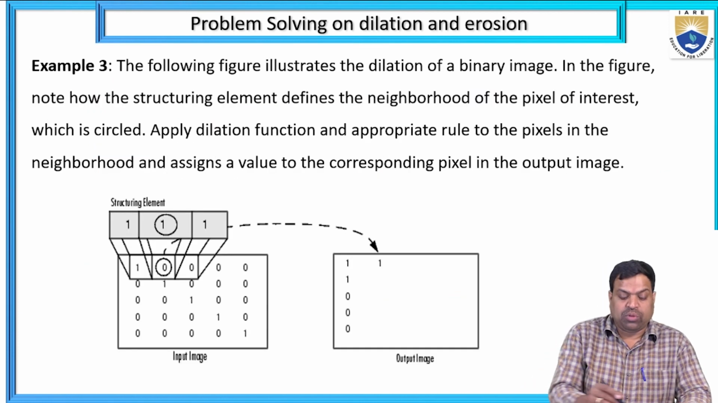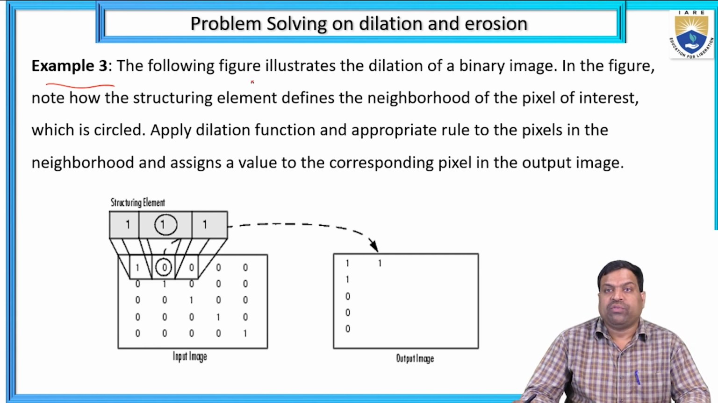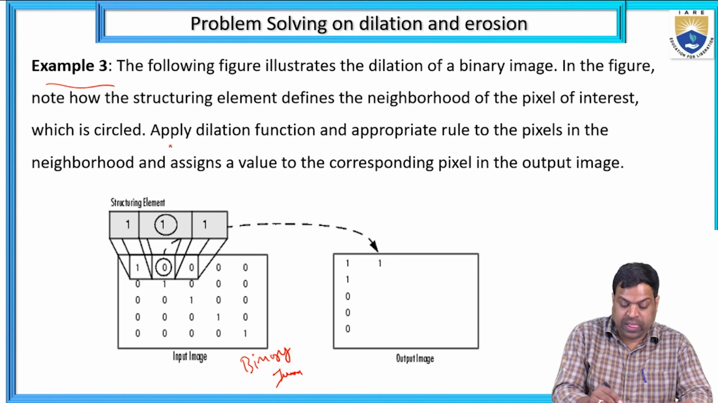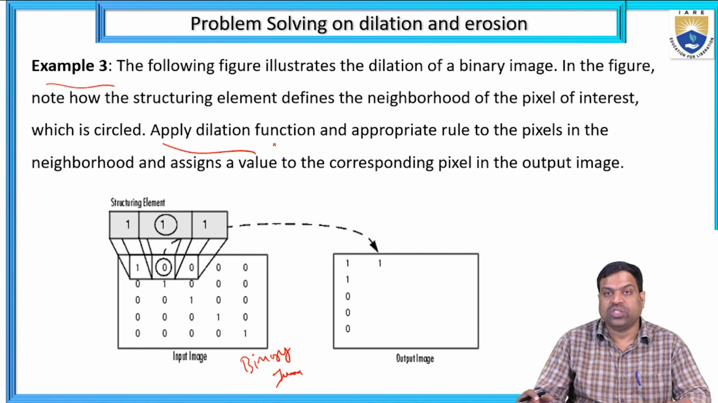So I am taking one example, example 3. The following figure illustrates the dilation of a binary image. Note how the structuring element defines the neighborhood of the pixel of interest, which is circled. Apply the dilation function and the appropriate rule for the pixels in the neighborhood, and assign a value to the corresponding pixel of the output. So the following figure is a binary image, and we have to apply the dilation method to this binary image.